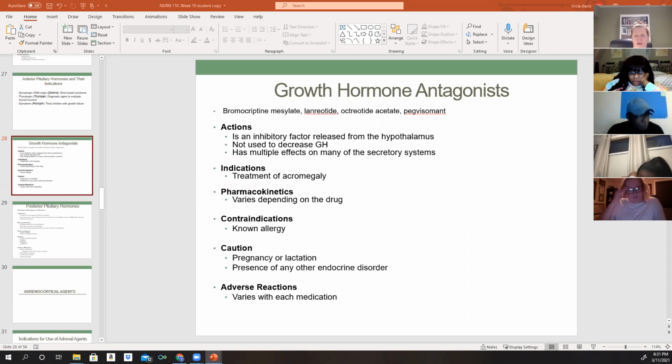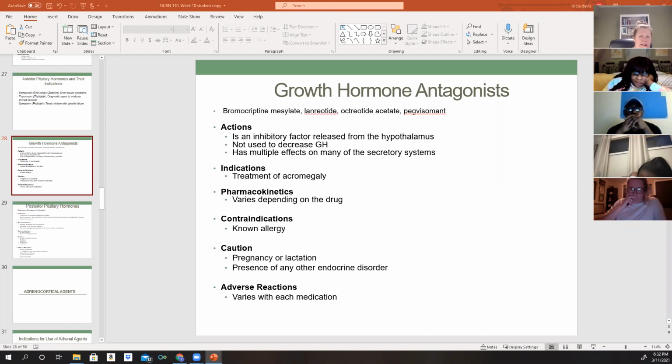All right, so we have growth hormone antagonists. So these medications are going to be your bromocriptine mesylate, you have lanreotide, octreotide acetate, and pegvisomant. So what do these do? So their actions, they are an inhibitory factor released from the hypothalamus. They are used to decrease growth hormone. And it has multiple effects on many of those secretory systems that secrete those hormones. We use these medications to treat acromegaly.